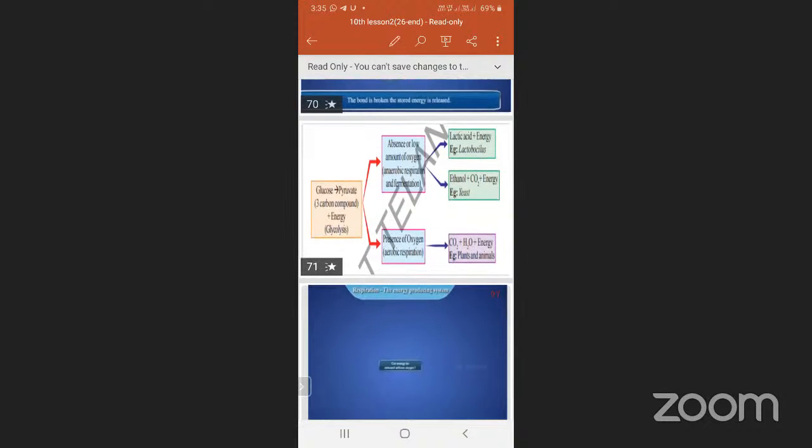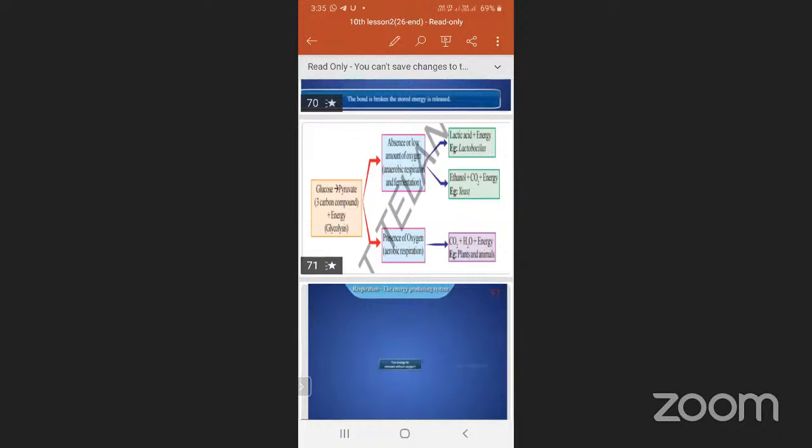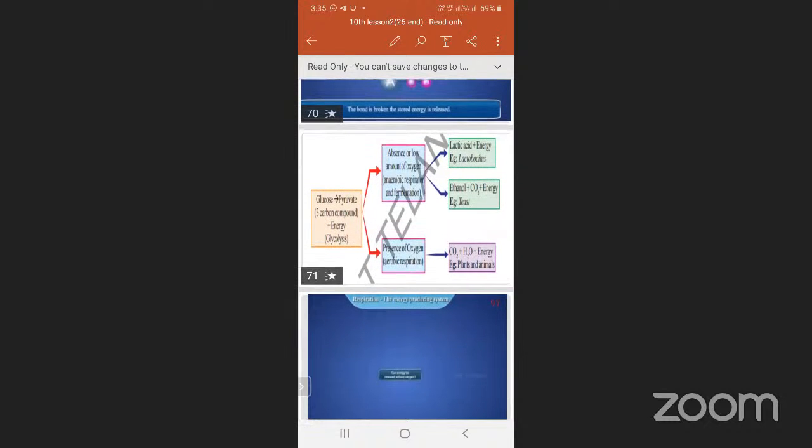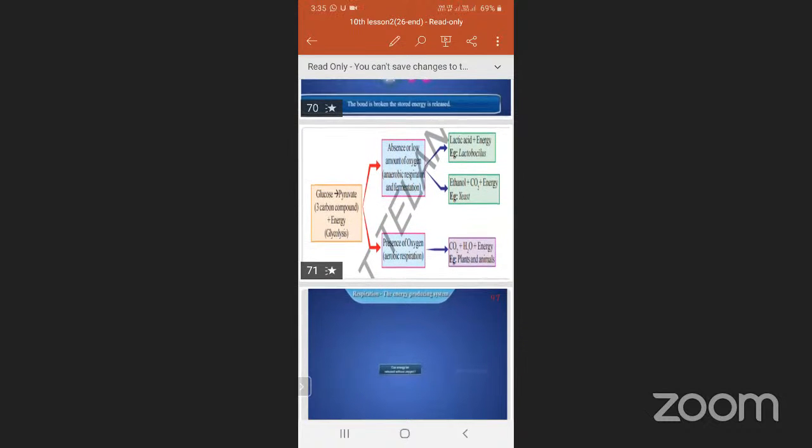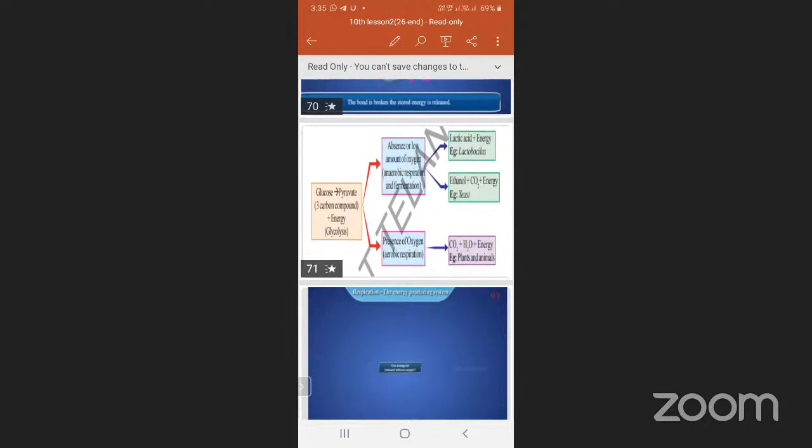Okay, if oxygen is inadequate, okay, inadequate. Adequate means what? Sufficient. Inadequate means not sufficient. If oxygen is inadequate or not utilized, pyruvic acid is converted into either ethanol or lactic acid. If it is ethanol, or by lactobacillus bacteria lactic acid, very little amount of energy is released.